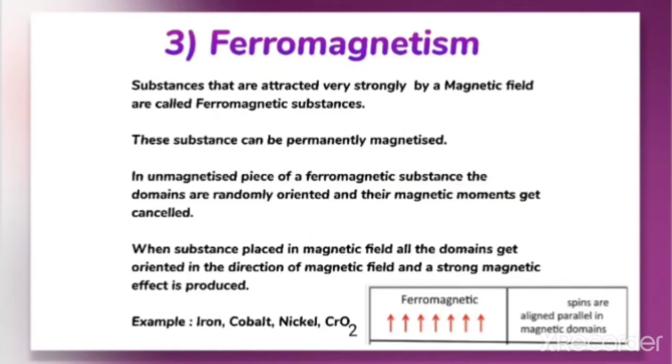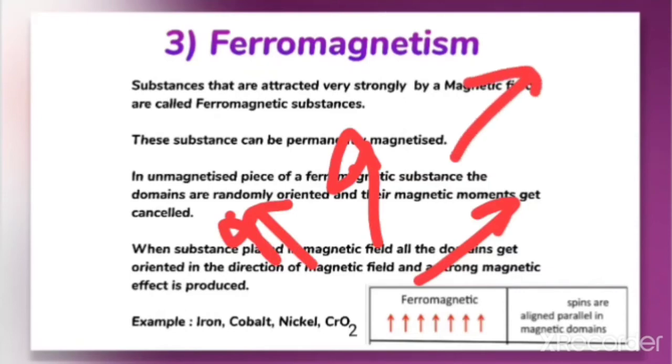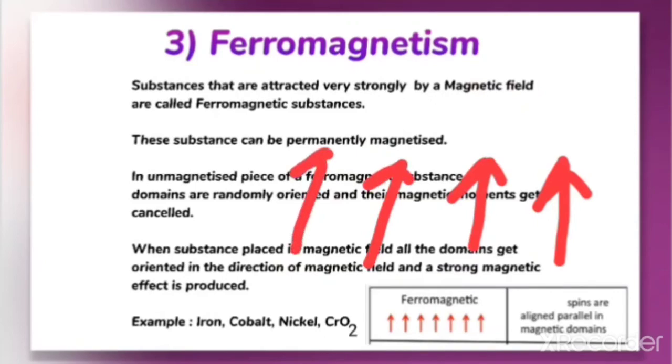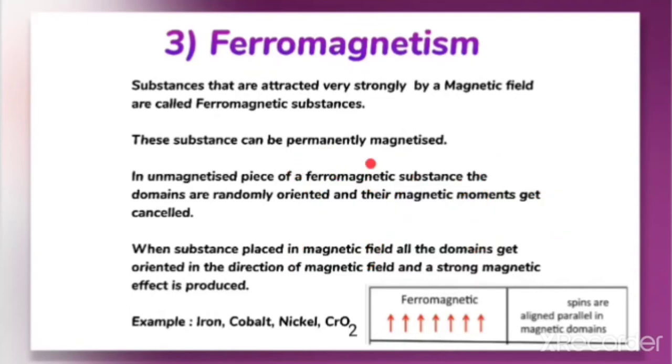But in an unmagnetized piece of ferromagnetic substance, the domains are randomly oriented, in this way. But when the magnetic field is applied, their magnetic moments get oriented in one direction, that is, in the direction of the magnetic field. In the unmagnetized piece, the domains are randomly oriented and their magnetic moments get cancelled. So these are the important points related to ferromagnetic substances.